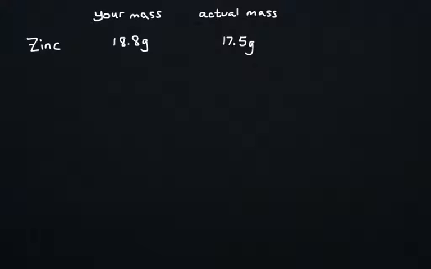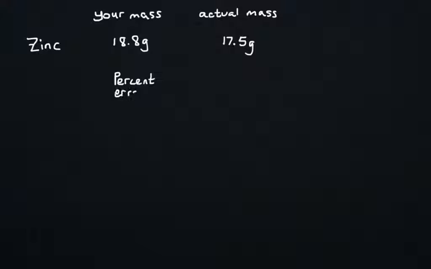For our mass, it was 18.8 grams, but the actual mass from the other group was 17.5 grams. There's a discrepancy there. So we can use percent error to determine what percent off we were from the actual number. So here's the formula.